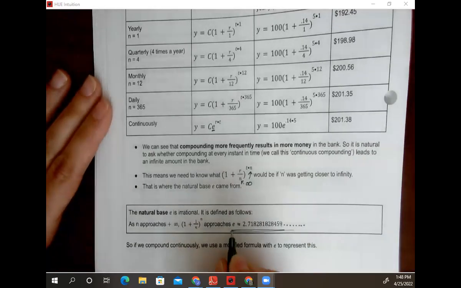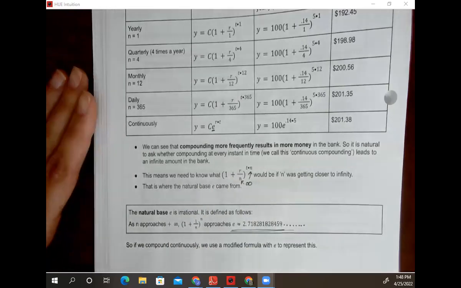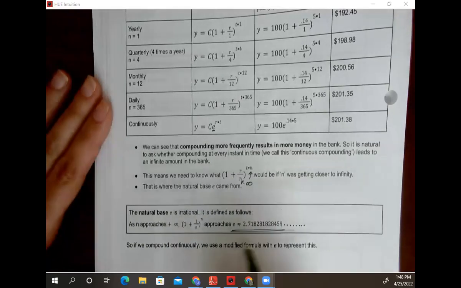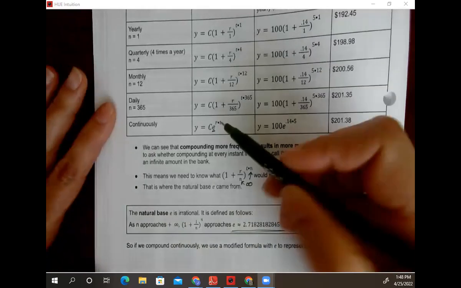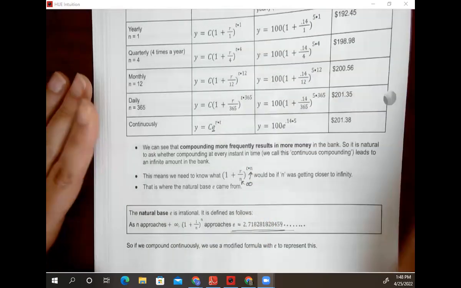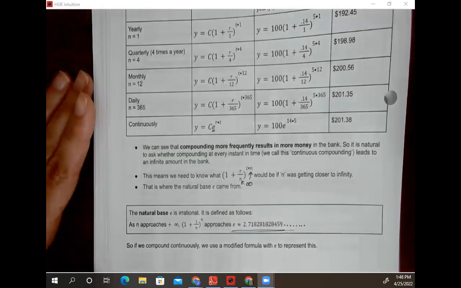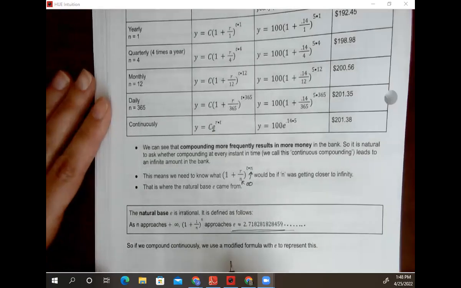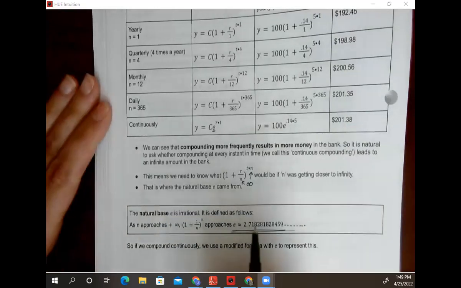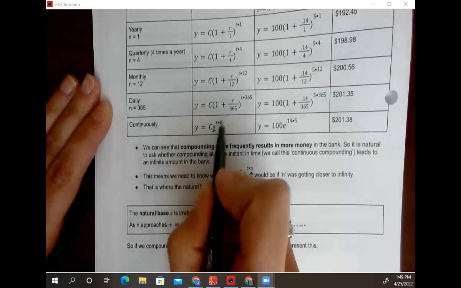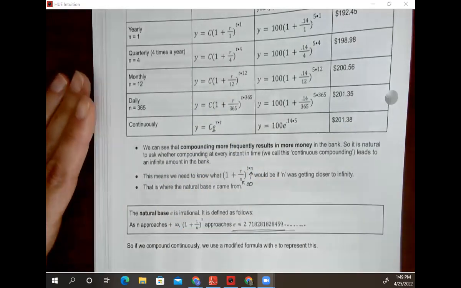So when we see e, that's a constant, just like pi is, and it's this 2.718... number, okay? So when we see e in our formula here, that's not a variable, that's a number, again, just like pi. And if we compound continuously, what we say is that instead of having to plug in infinity here, which gets a little hairy, we just use that constant, okay? We use that constant here instead.